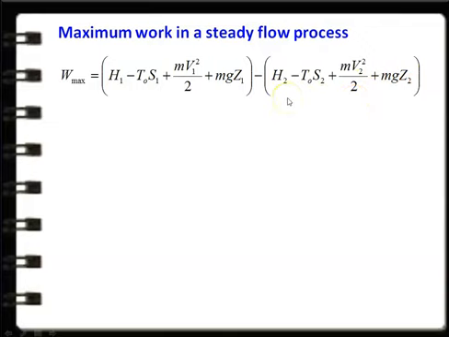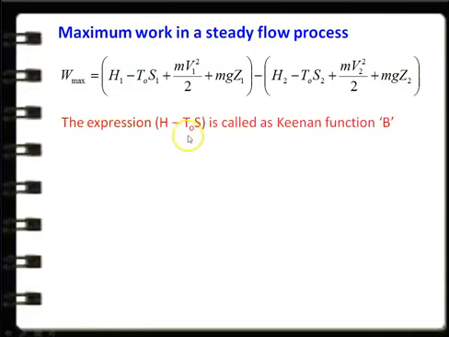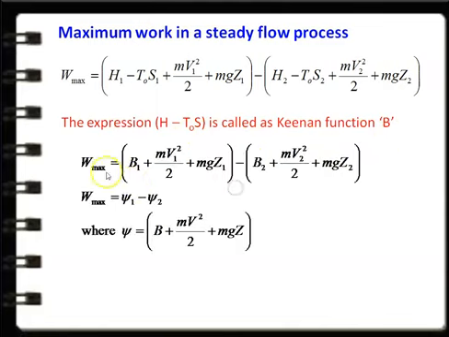Here we already know the steady flow energy equation, H plus mv square by 2 plus mg Z1 minus H2 plus mv2 square by 2 plus mg Z2. The minus T0S2 minus T0S1 is added, mentioning that the system is interacting with the surrounding at temperature T0. The expression H minus T0 into S is called the Keenan function B. So W max in terms of B: B1 plus mV1 square by 2 plus mg Z1 minus B2 plus mV2 square by 2 plus mg Z2.